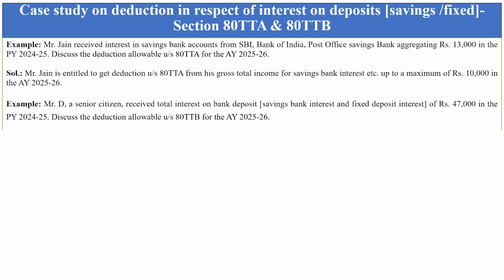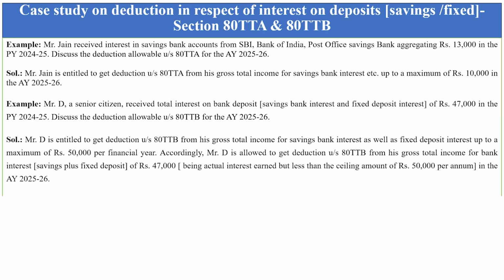Mr. Das, a senior citizen, received bank interest, savings and fixed deposit, of which 47,000 in the previous year. As Mr. Das is a senior citizen, deduction under section 80TTB is available up to a maximum of rupees 50,000. But here Mr. Das received actual bank interest, savings plus fixed deposit, 47,000. So amount of deduction is 47,000.